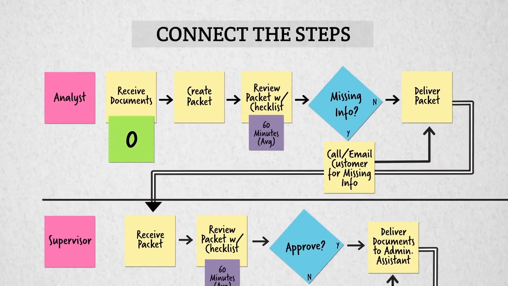Next, you will connect the steps in one swim lane with single straight arrows. Single straight arrows are used between tasks performed by the same person, work unit, or function. Handoffs between functions are shown with box arrows, and electronic handoffs are shown with jagged arrows.